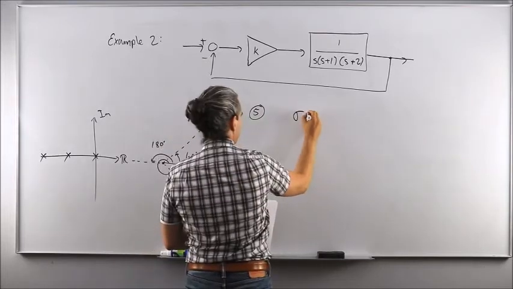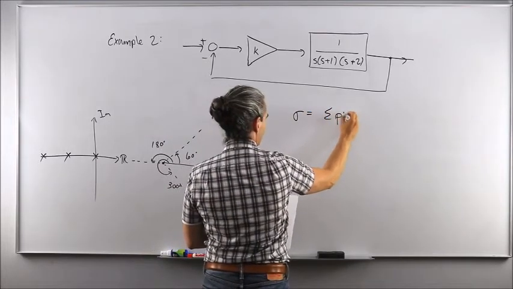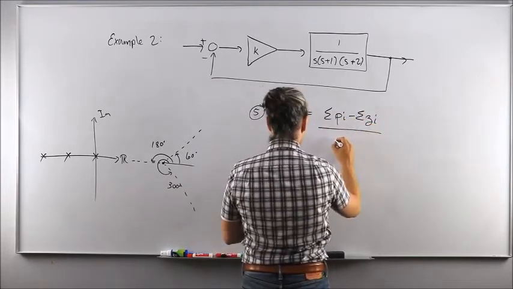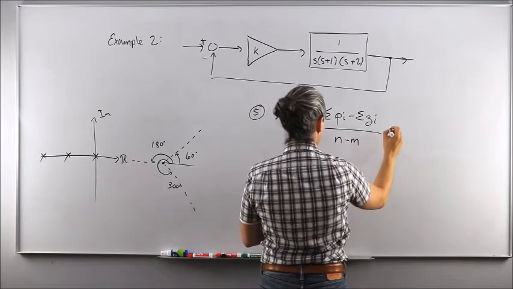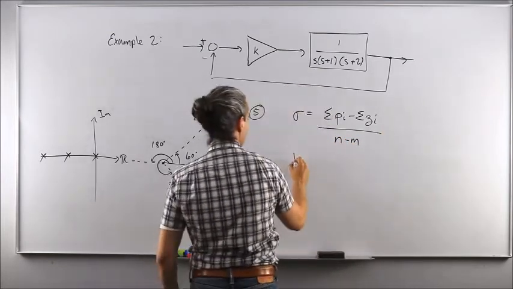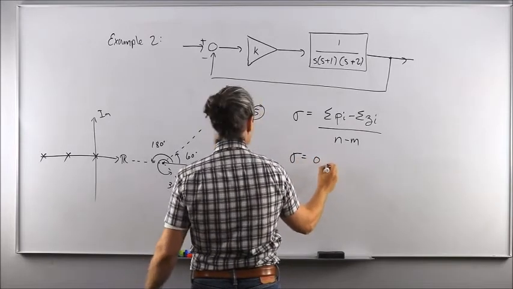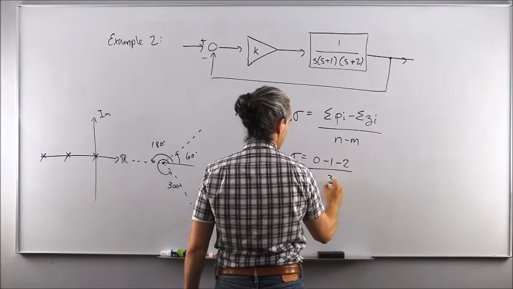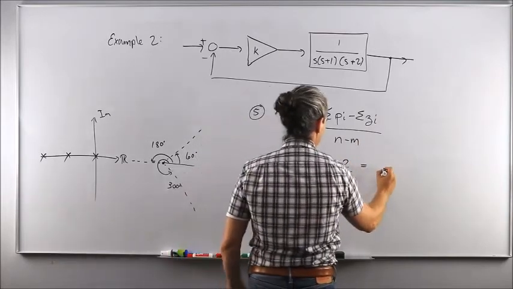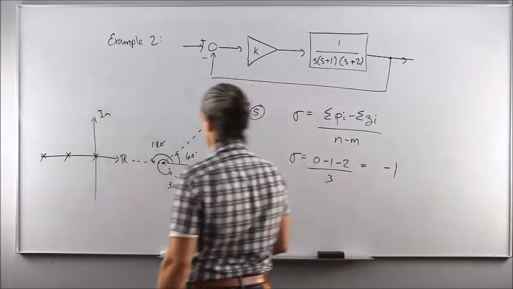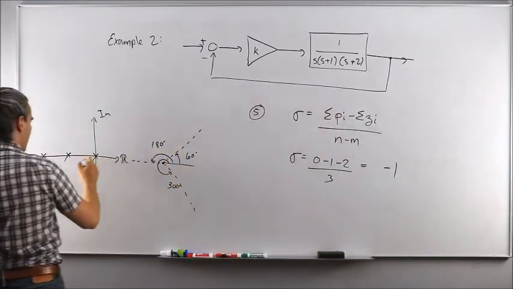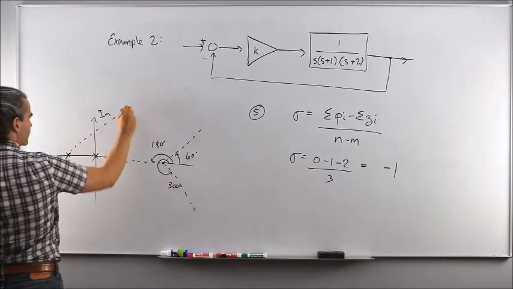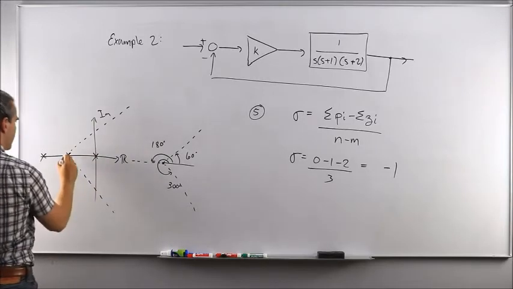So this is my sigma: the summation of all the poles minus the summation of all the zeros, over n minus m. I've got 3 poles: 0, plus minus 1, so minus 1, plus minus 2, so minus 2. I've got no zeros. And this is 3, so that will be minus 1. So those 3 asymptotes all intersect the real axis exactly at this pole here, which was at minus 1. So let me prepare them like this.